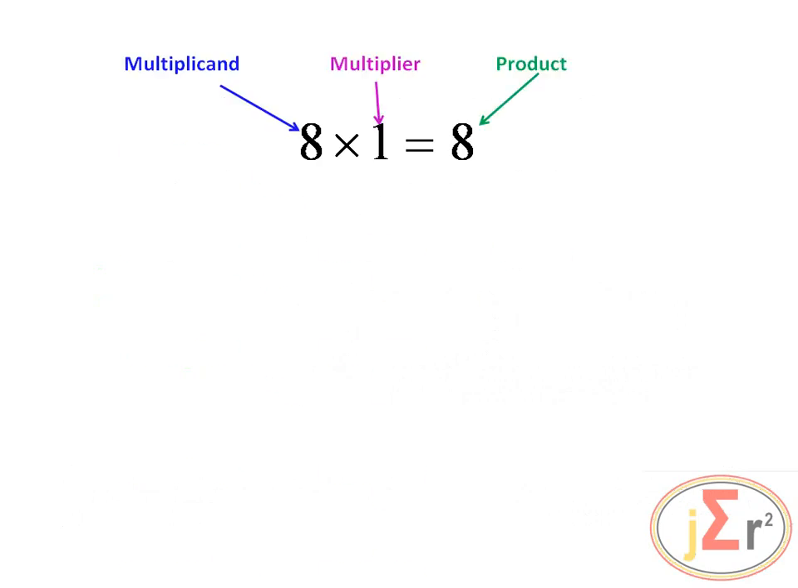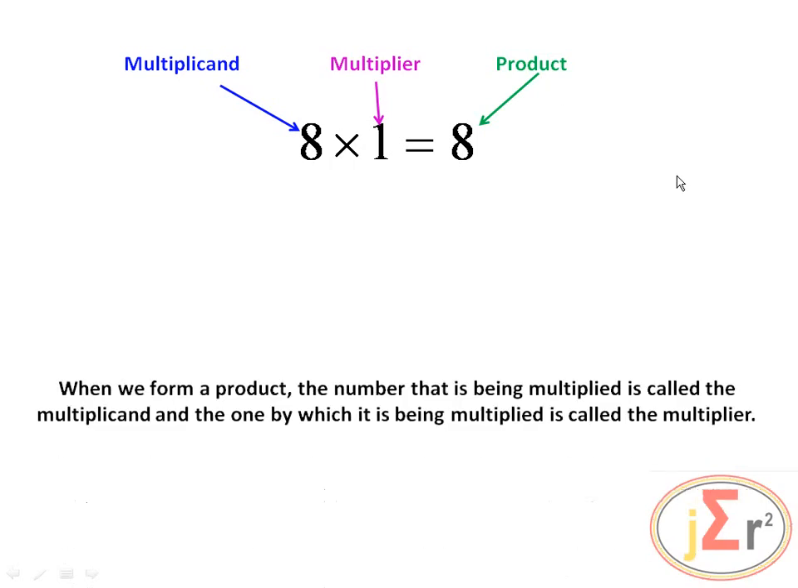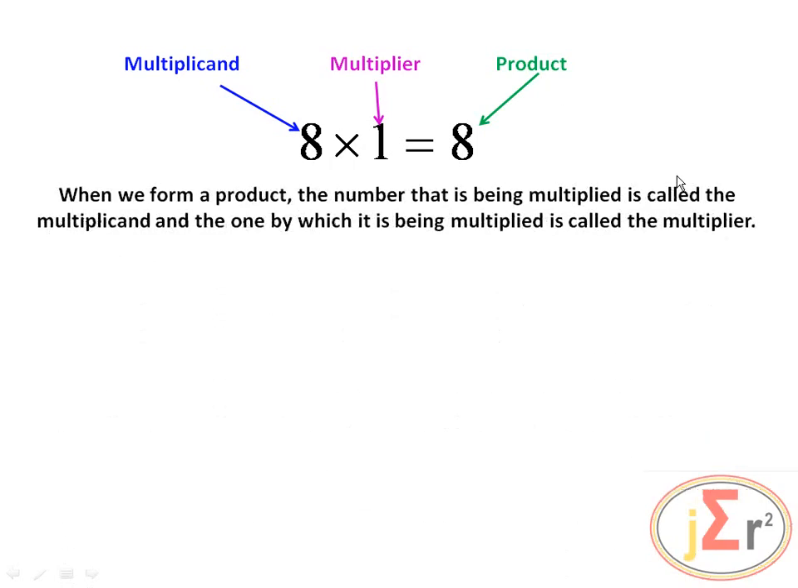There we have 8 multiplied by 1 is equal to 8. This number is called the multiplicand, this the multiplier, and this is the product. When we form a product, the number that is being multiplied is called the multiplicand, and the one by which it is being multiplied is called the multiplier, and there is no doubt that the answer is called the product.